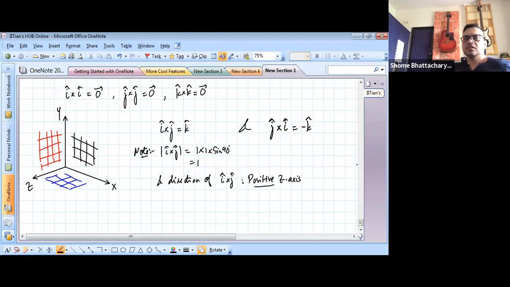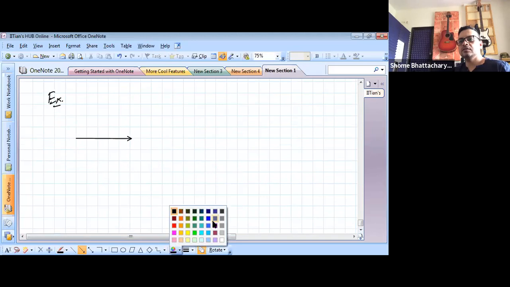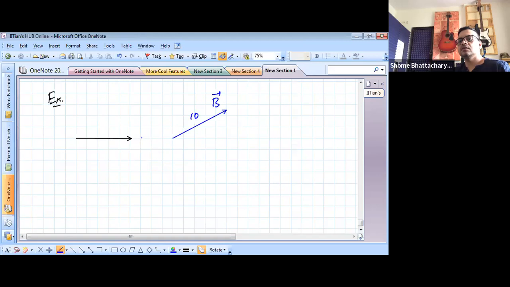Okay, we will discuss the other cross products also, like J cross K and all that, but before that, let's look at a quick example using this. Just now we saw that if a vector E is like this and another vector B was like this, we had done the calculation of E cross B, given that this angle is 30 degrees and E has a magnitude of 10, and we saw it was 50 K cap or whatever.